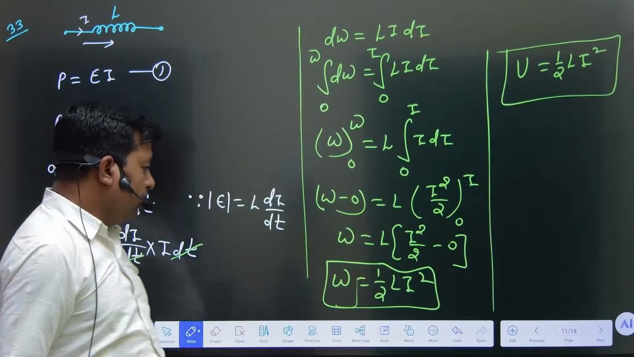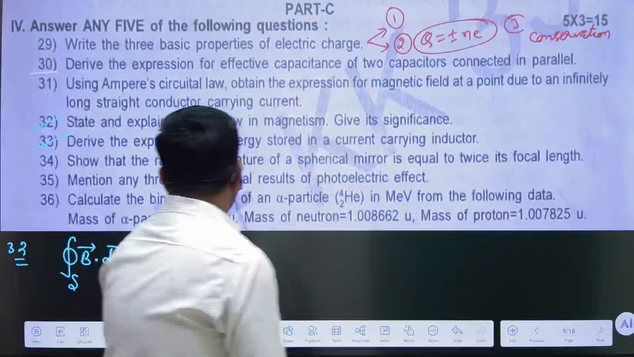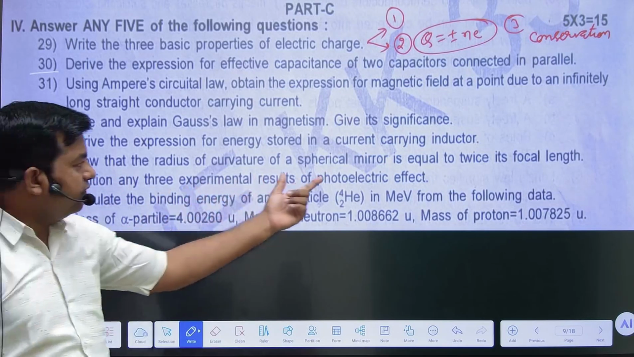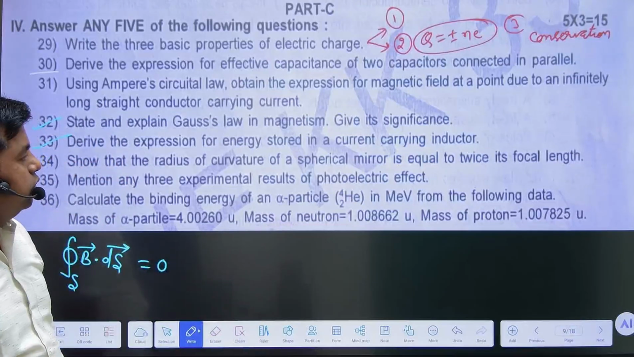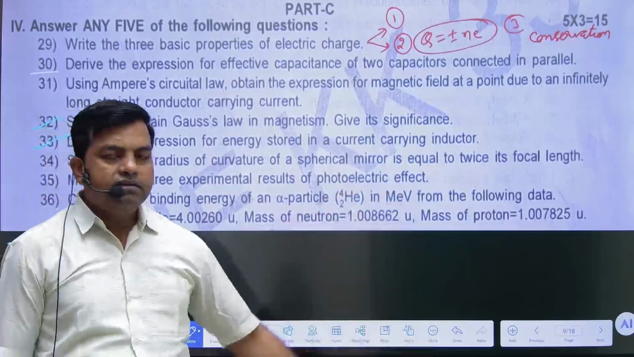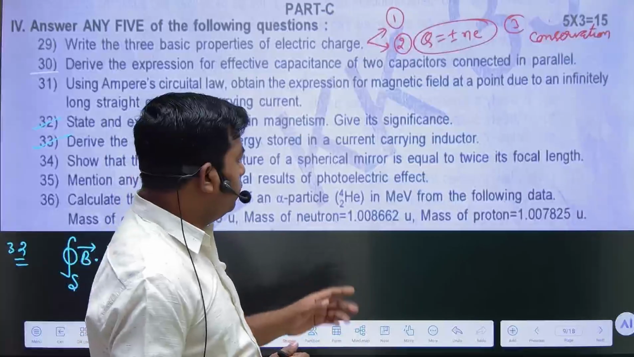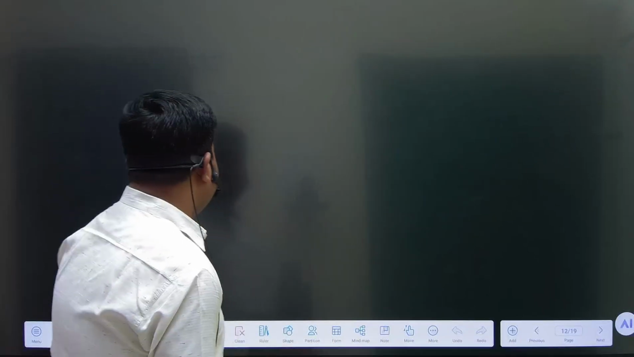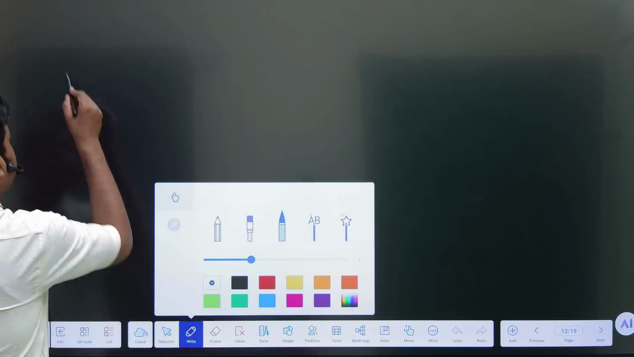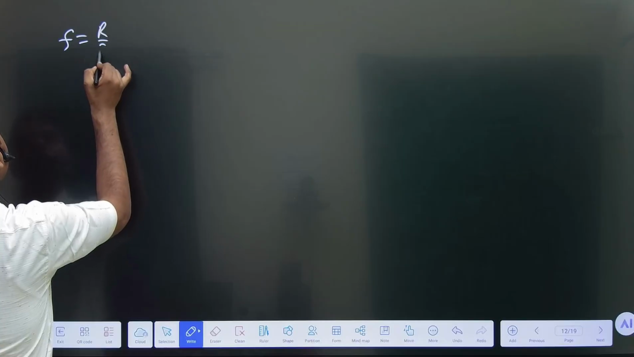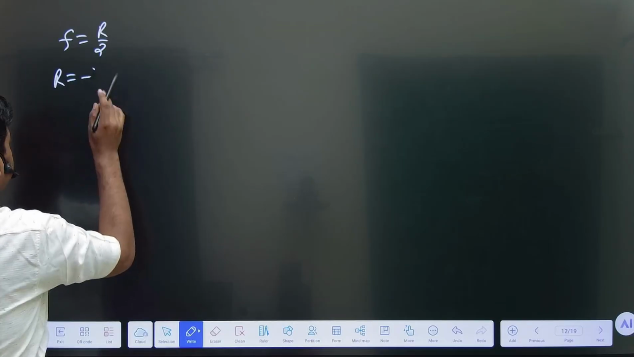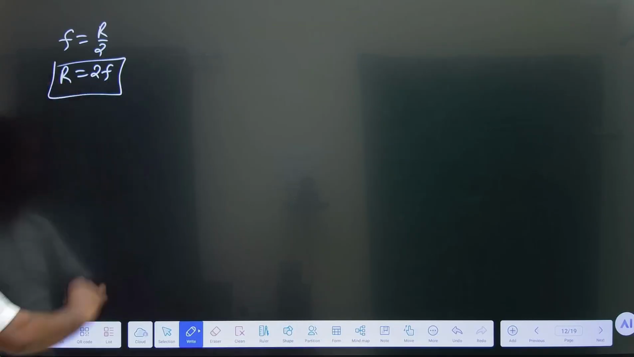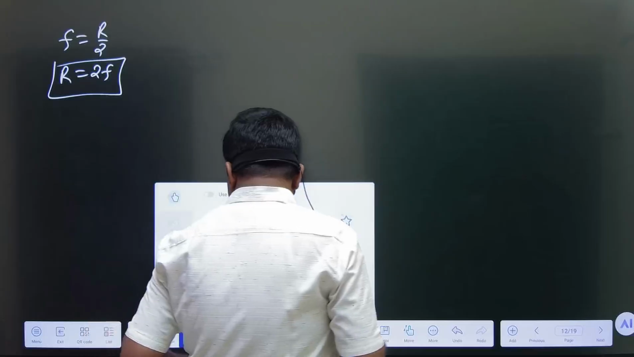Okay, now we move to the next question. The next question is to show that the radius of curvature of a spherical mirror is equal to twice the focal length. So we have to find the relation f equal to R by 2, and here R equal to 2f, that is, the radius of curvature is 2 times the focal length. This relation we have to prove. Clear to you? Now we have to prove this equation.